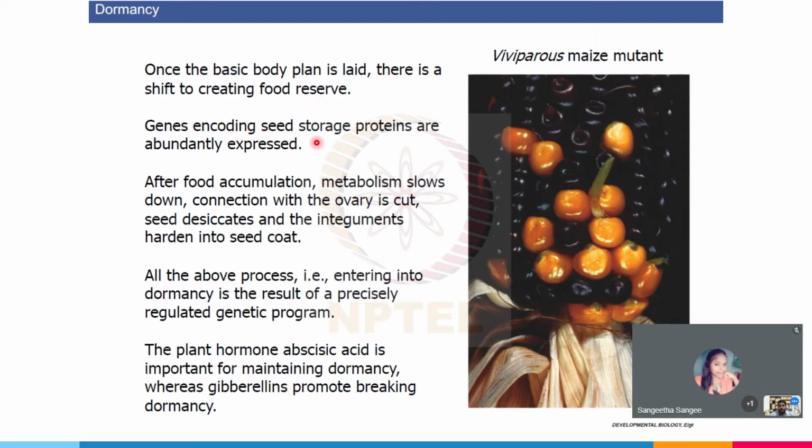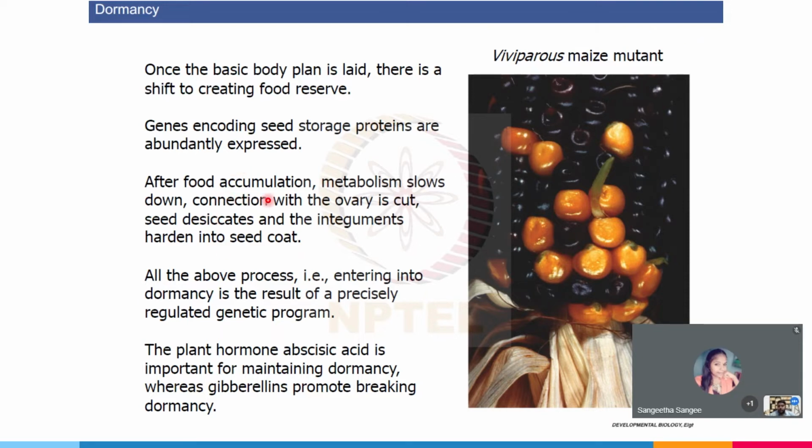The genes encoding seed storage proteins are abundantly produced. So essentially, this is the food storage period in which the embryo stores food reserves around it and forms the seed. And this will be used by the embryo to develop into a new plant. So obviously, unlike the case of animals, the seed develops independently of the plant, and thus it needs an entire food reserve for itself while it develops.